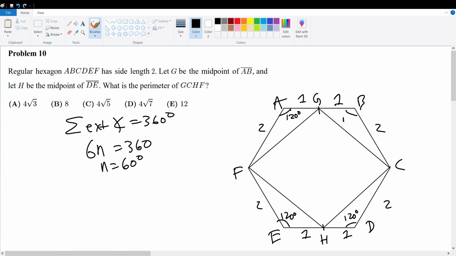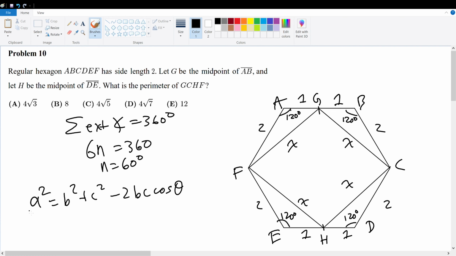By side angle side, we have triangle congruency. Therefore, all of this can be equal to x. So let's solve for x. But wait a minute, I have a side length, I have an interior angle. This is a law of cosines. How do I know this? Because the general formula states that a squared is b squared plus c squared minus 2bc cosine of the interior angle. But I don't know what a squared is. The a squared is what I'm trying to solve for, the x squared.